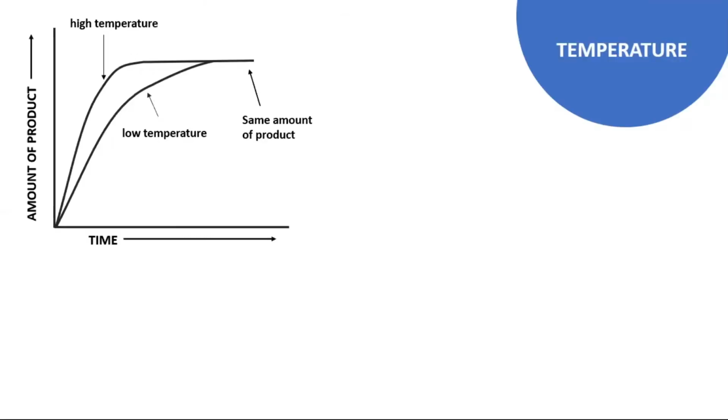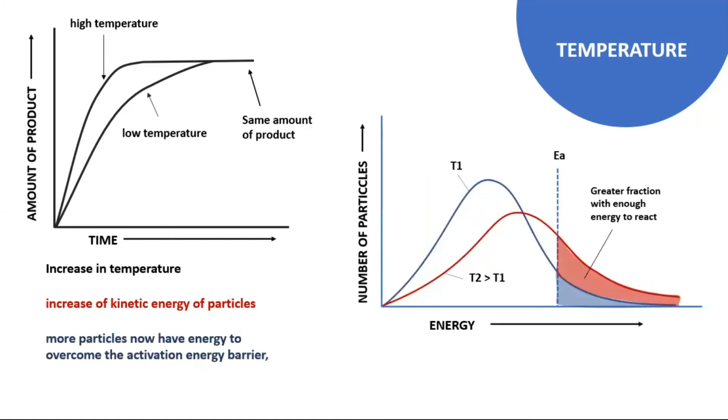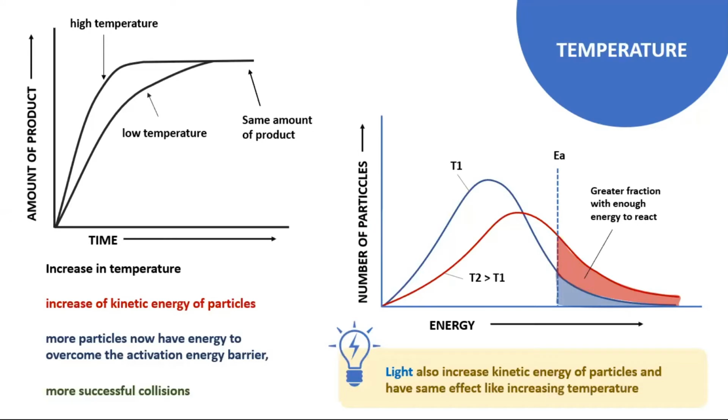Temperature also affects the reaction rate. An increased temperature boosts the speed of reaction. That's because when we increase the temperature, the kinetic energy of all particles steps up. So more particles now have enough energy to overcome the activation energy barrier. This leads to more successful collisions. Increased kinetic energy also amplifies the frequency of collisions, but it has minor contribution compared to kinetic energy. Light is an energy, so it can also increase the kinetic energy of particles and have similar effect like temperature.